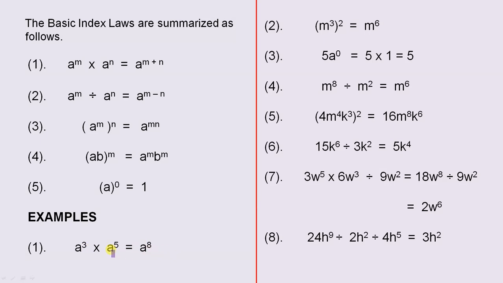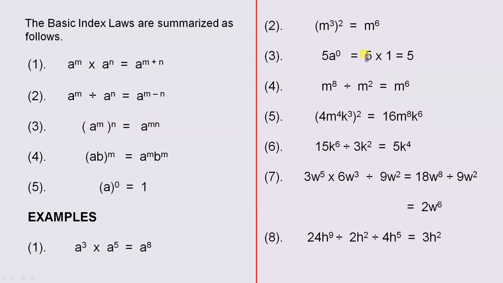a to the power of 3 multiplied by a to the power of 5 is a to the power of 8. That's the first example. m to the power of 3 all squared is m to the power of 6, because 2 3s are 6. That's this example here.